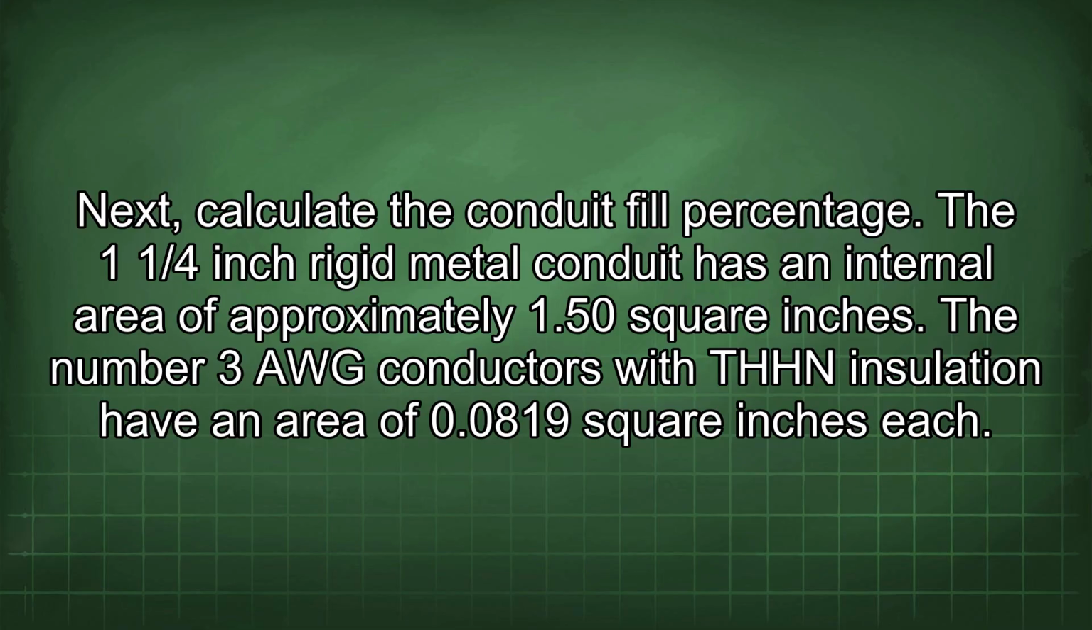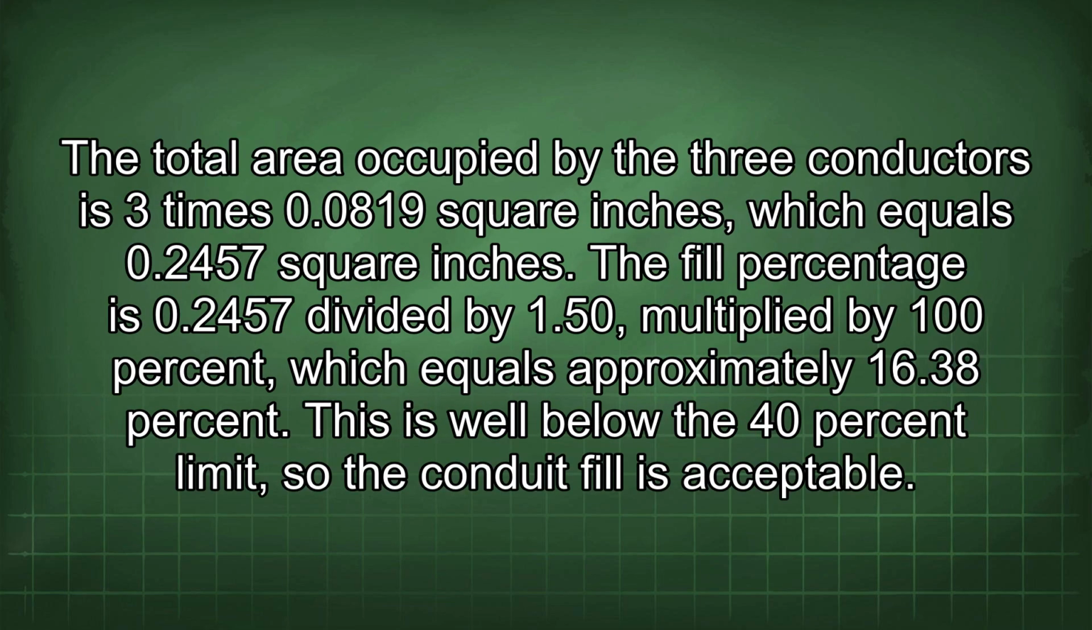The 1/4-inch rigid metal conduit has an internal area of approximately 1.50 square inches. The number 3 AWG conductors with THHN insulation have an area of 0.819 square inches each. The total area occupied by the 3 conductors is 3 times 0.819 square inches, which equals 0.2457 square inches. The fill percentage is 0.2457 divided by 1.50 multiplied by 100%, which equals approximately 16.38%. This is well below the 40% limit, so the conduit fill is acceptable.